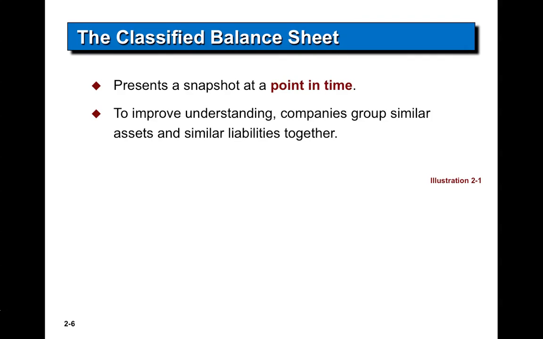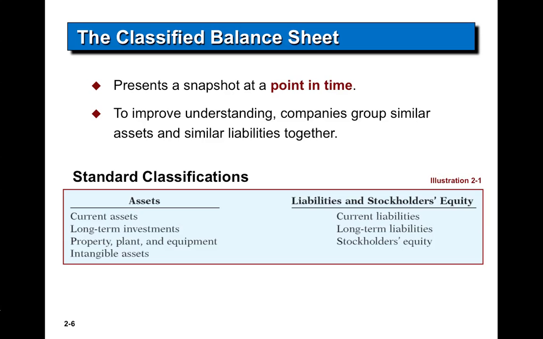The classified balance sheet. In Chapter 1, you learned that a balance sheet presents a snapshot of a company's financial position at a point in time. It lists individual asset, liability, and stockholders' equity items in no particular order. To improve users' understanding of a company's financial position, companies often use a classified balance sheet. There are standard classifications used in this balance sheet that groups together similar assets and similar liabilities.